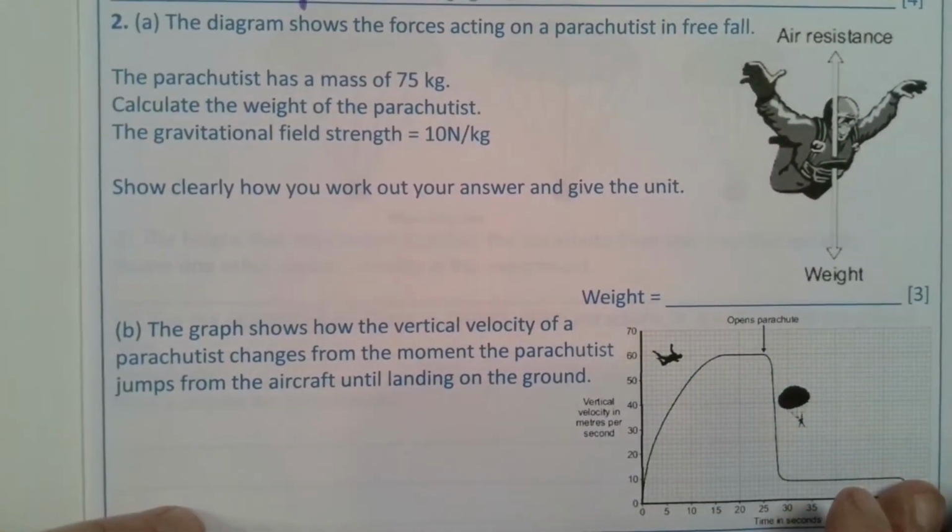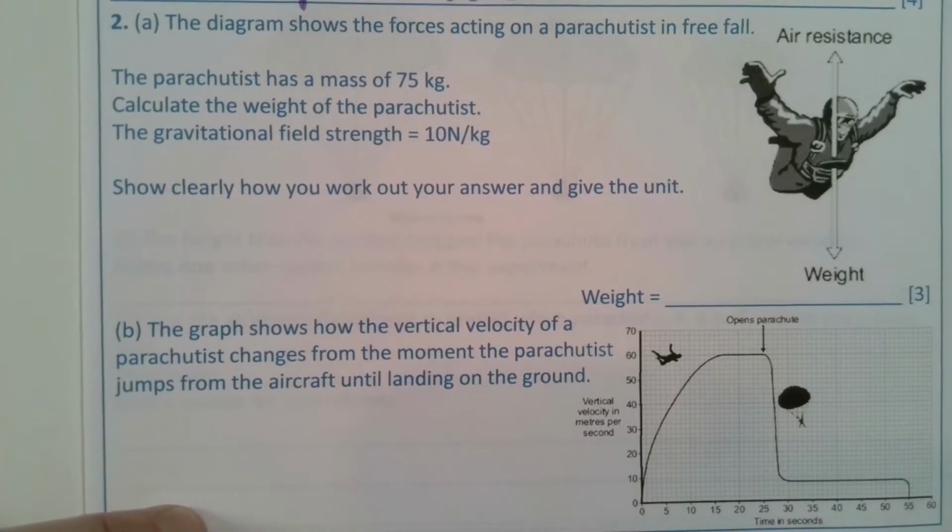Okay, question 2. The diagram shows the forces acting on a parachutist in free fall. The parachutist has a mass of 75 kilograms. Calculate the weight of the parachutist. The gravitational field strength equals 10 newtons per kilogram. Show clearly how you work out your answer and give the unit.